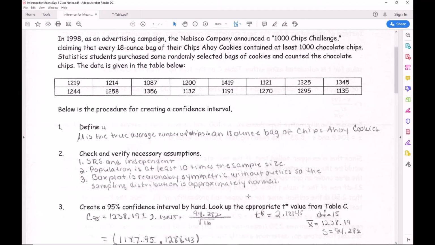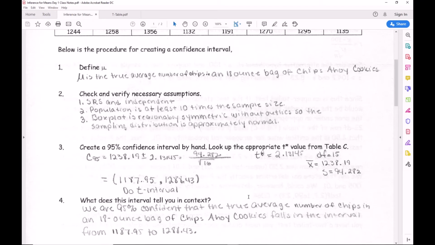Okay, so the next thing is create a 95% confidence interval by hand. Now we're not going to do this as a rule, but we're doing it now. So just to give you the underpinnings, and remember that it's x bar plus or minus t star times s over square root of n. So we need x bar and we need s, and we also need t star, okay?